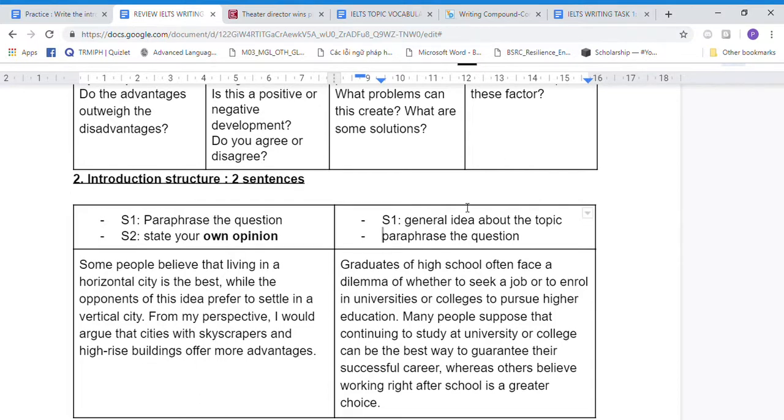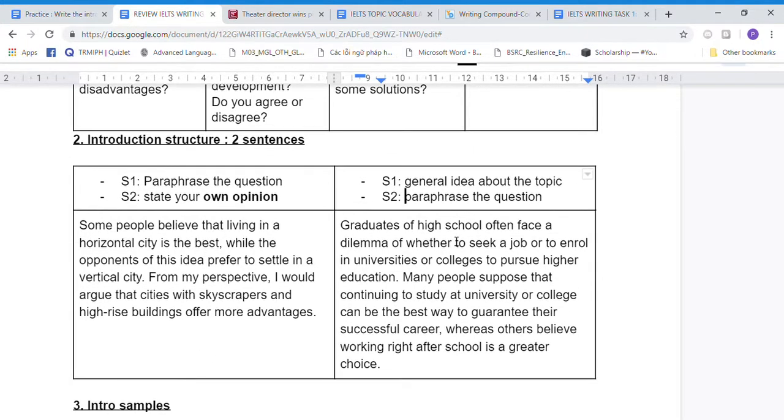Sentence 1, we give out a general idea about the topic, and we will paraphrase the question in the second sentence.